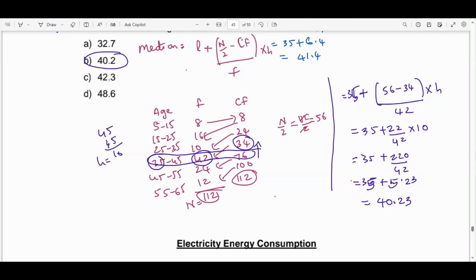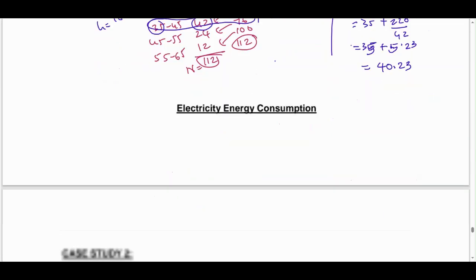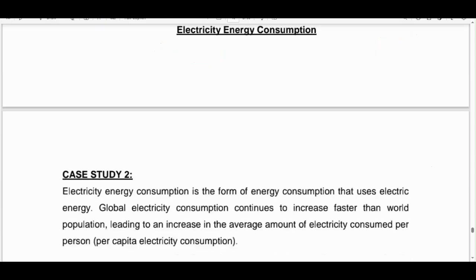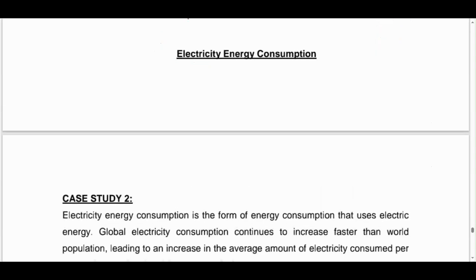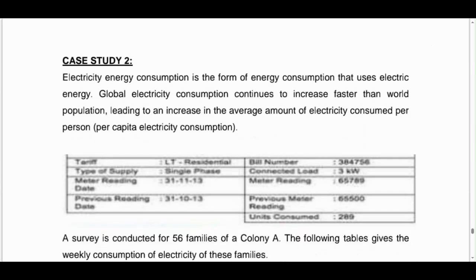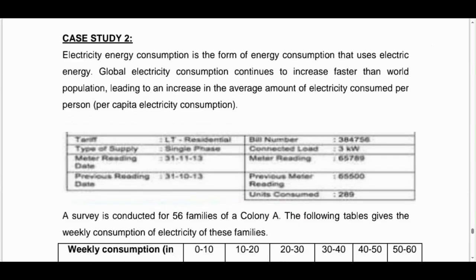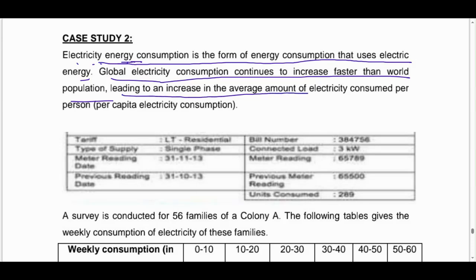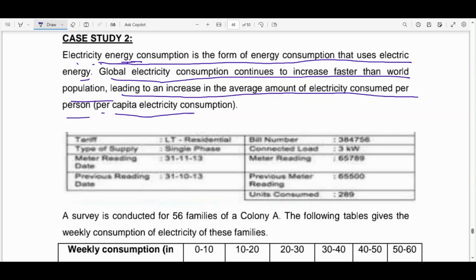Then the values we have completed. The next one is electricity energy consumption, a case study on electricity consumption. Electricity energy consumption is a form of energy consumption that uses electric energy. Global electricity consumption continues to increase faster than world population, leading to an increase in the average amount of electricity consumption per person, the per capita electricity consumption.